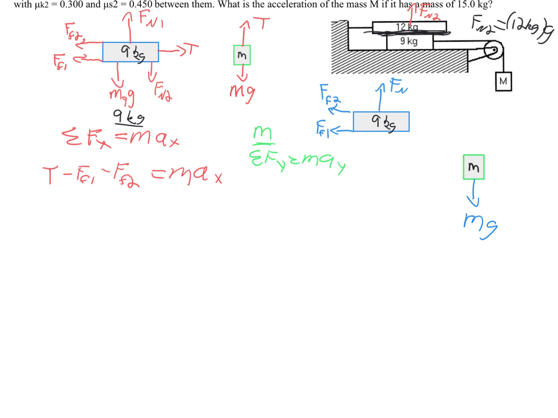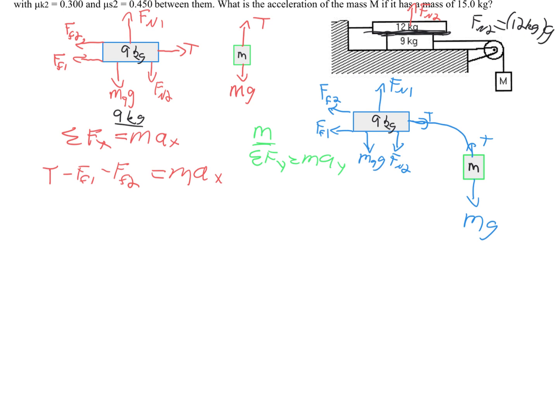FN1 pulling up, FN2 pushing down, and the 9 kilogram mass. So that would be your two free body diagrams. Again, you do have tension, but it's an internal force, so it would cancel out. But either way, if you do the system as a whole, or if you deal with them individually, you'll get the same answer.